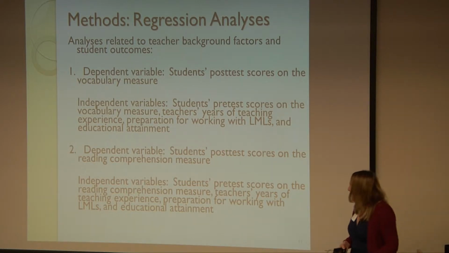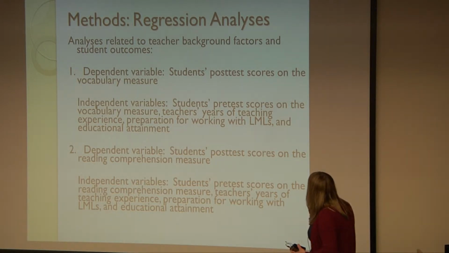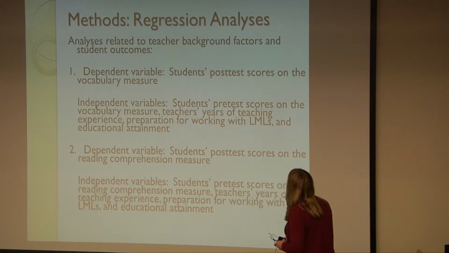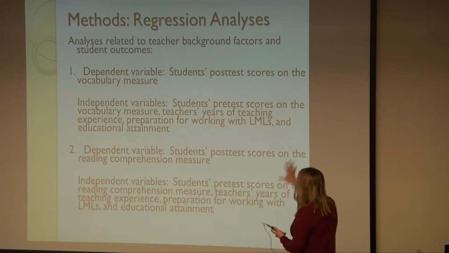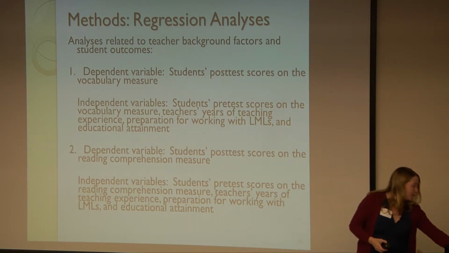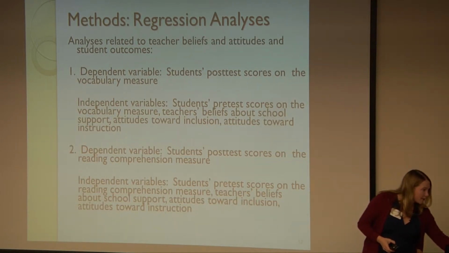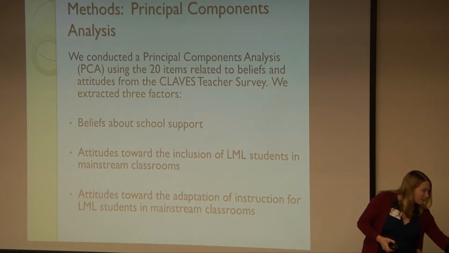So here's what we found. So we looked at vocabulary, and we found that students' pretest scores, okay, this was the regression analysis. So we looked at teacher background factors and student outcomes, and these are the regressions that we ran with the dependent and independent variables. And okay, here's what we found.